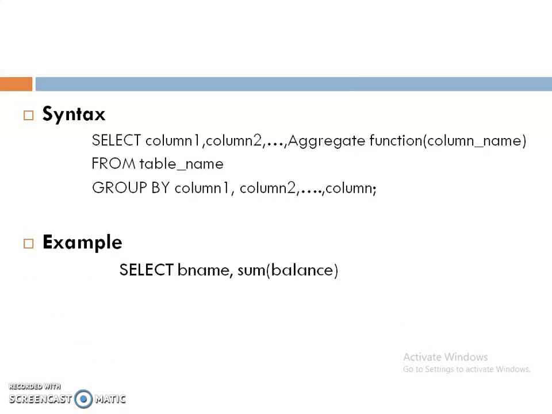For example, select bname, which is our column name, and sum, which is an aggregate function that finds the total of the given argument, from account table, group by bname. Here records having the same value for column bname are grouped together in a separate group, and the total balance for each group is calculated. So here 3 groups are maintained because we are using the account table.